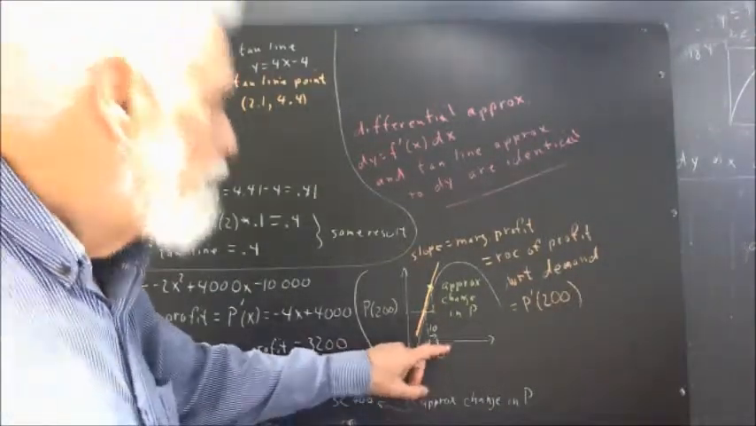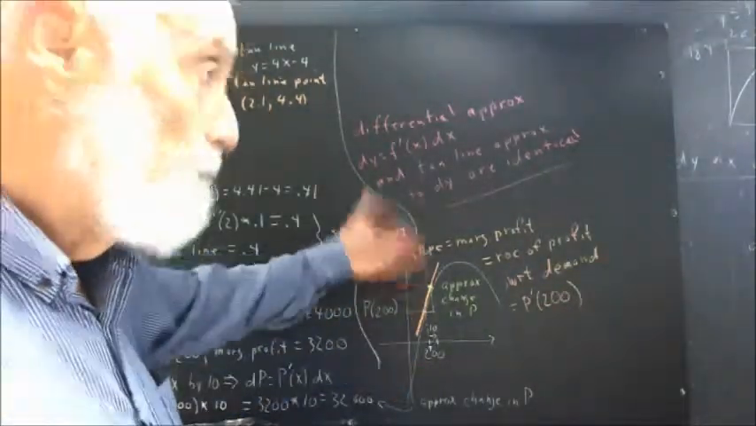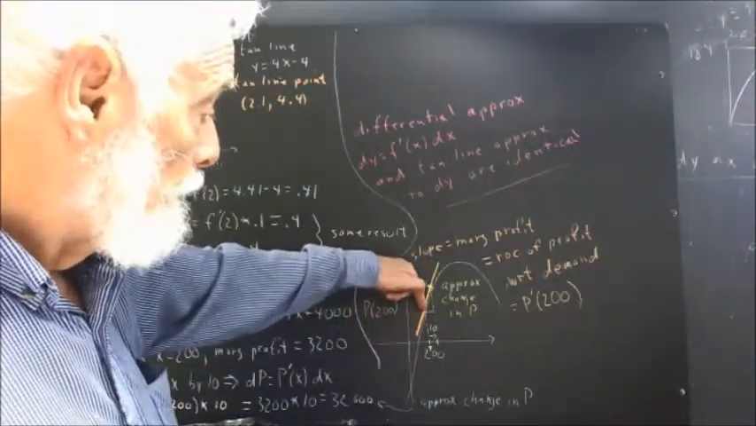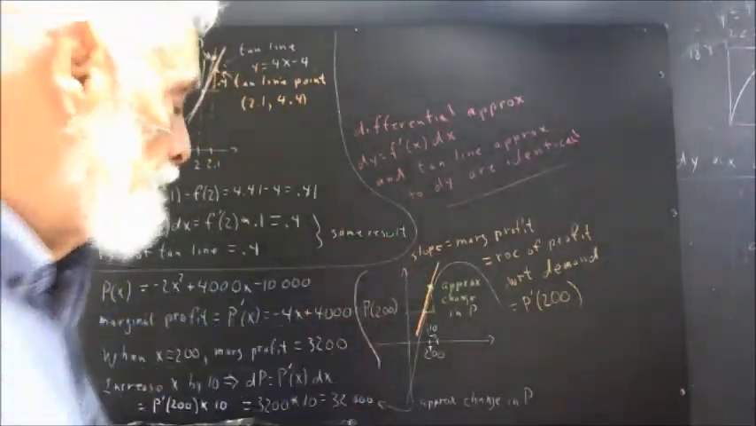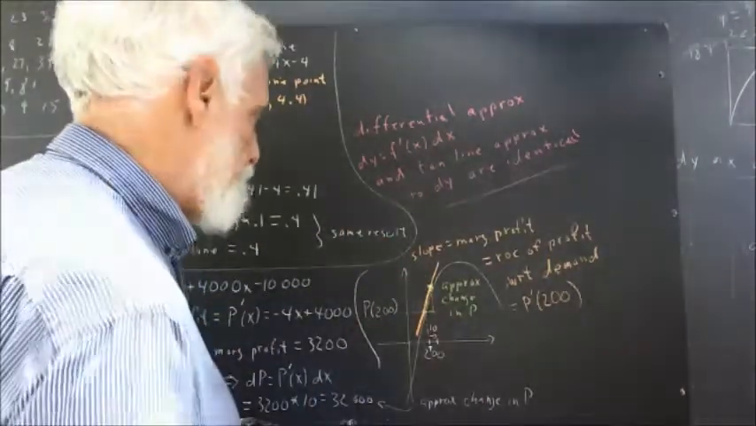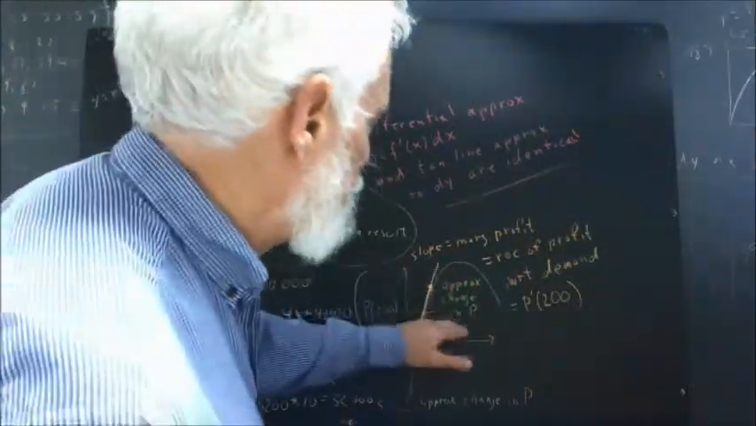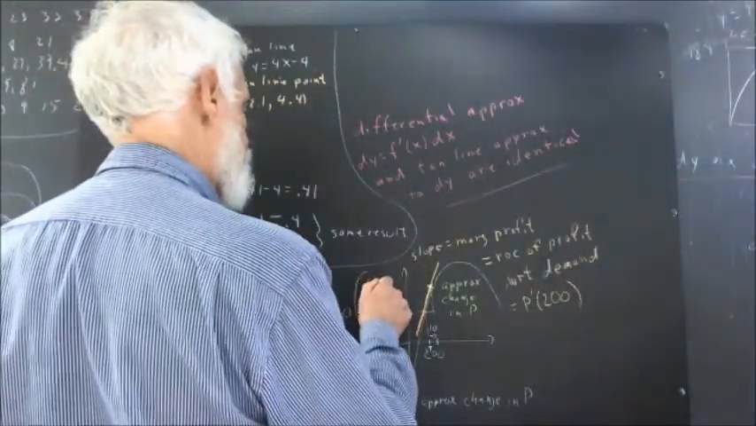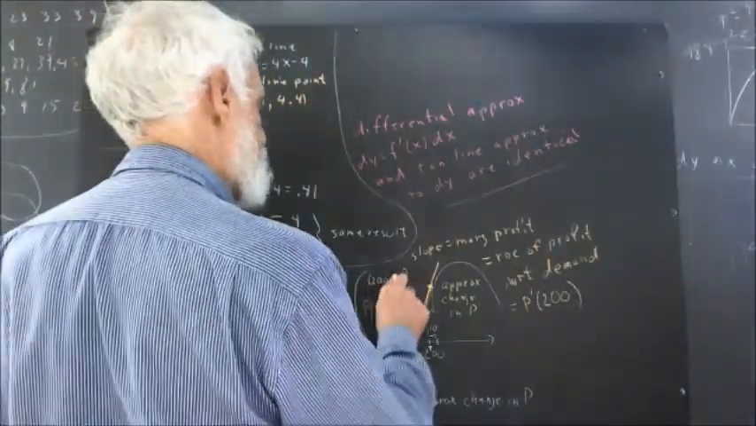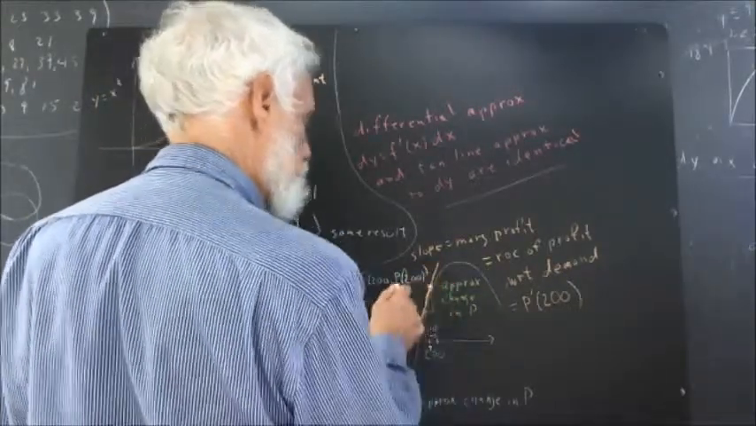Now we have, for the x value 200, P of 200 is going to be the y value. So this point here is the point 200, P of 200. We don't really care what P of 200 is, because all we're trying to do is find the change in our profit. So this is the point 200, P of 200.